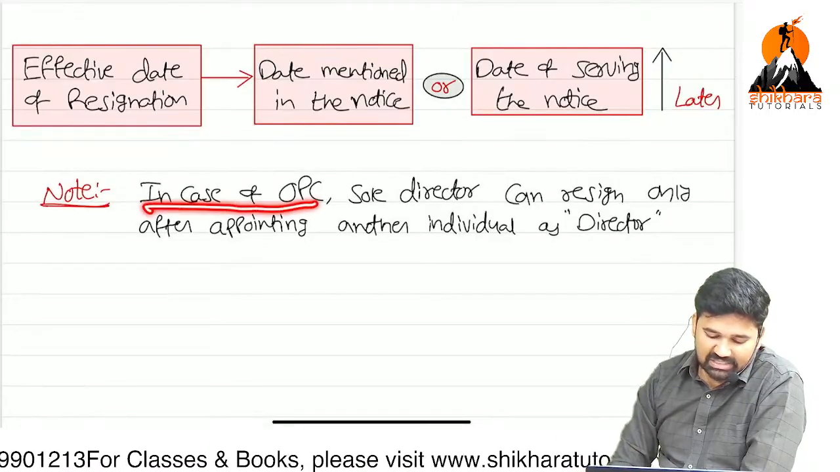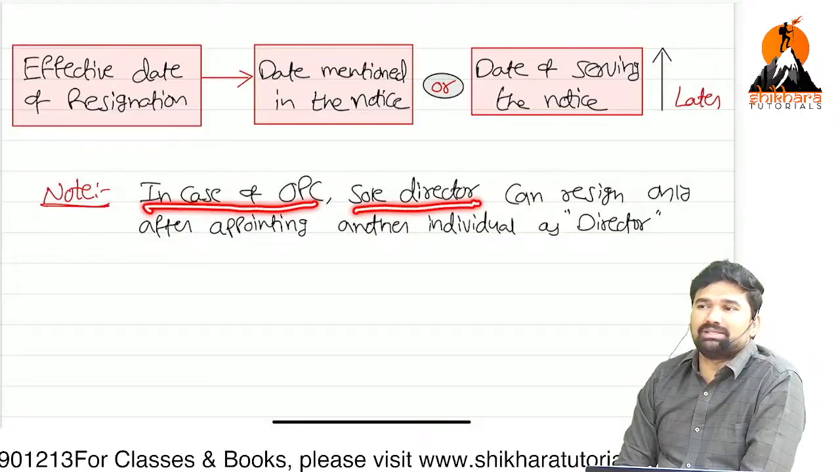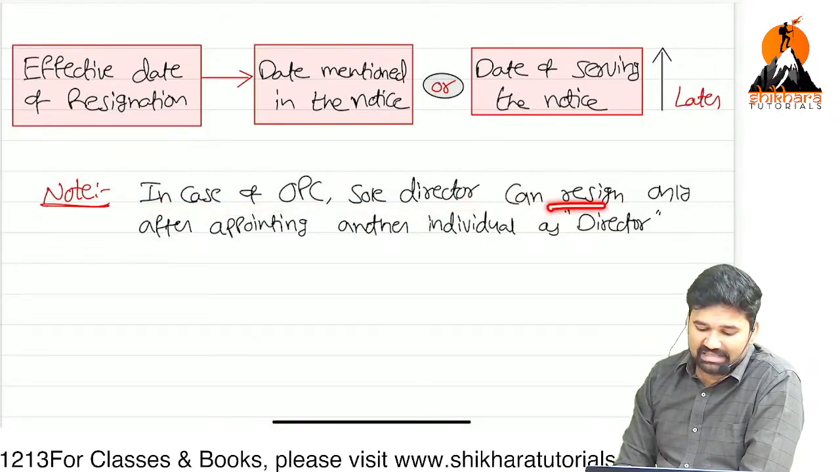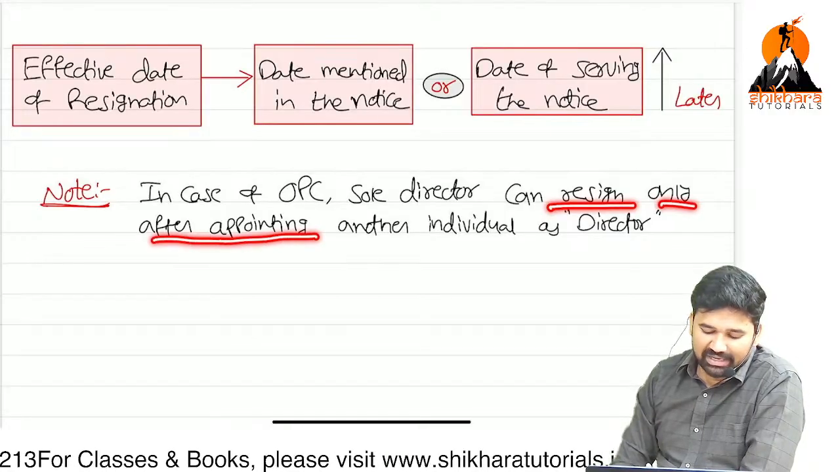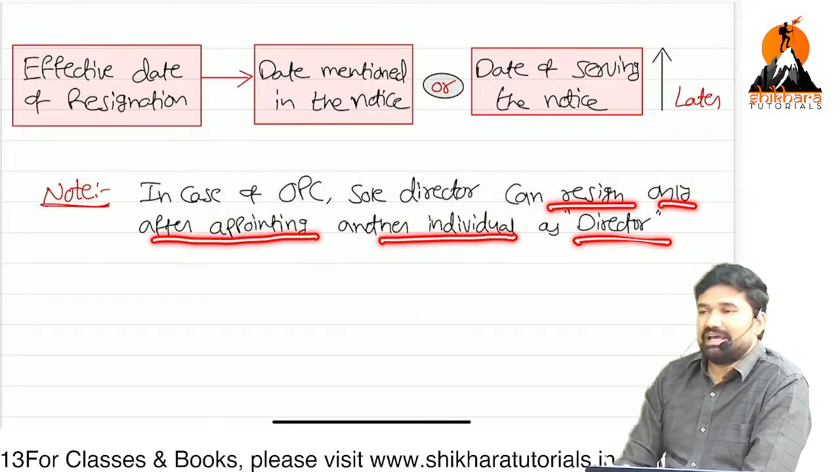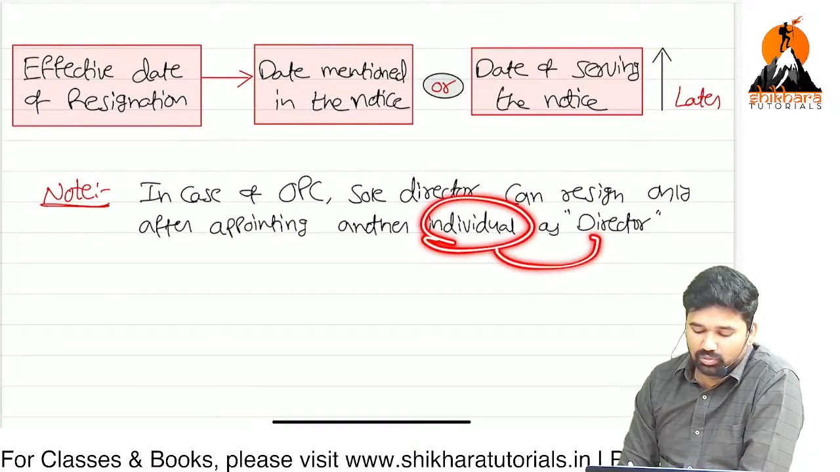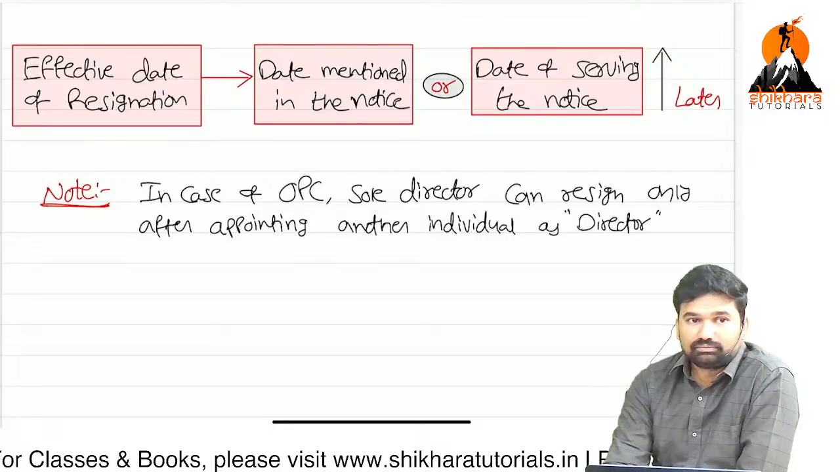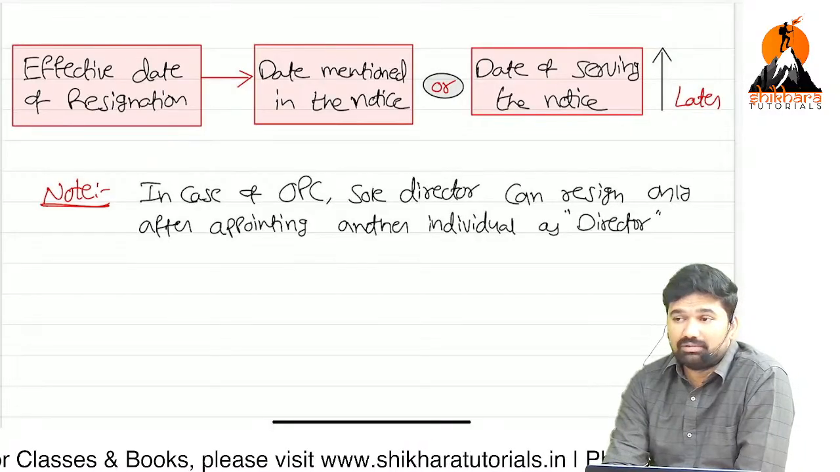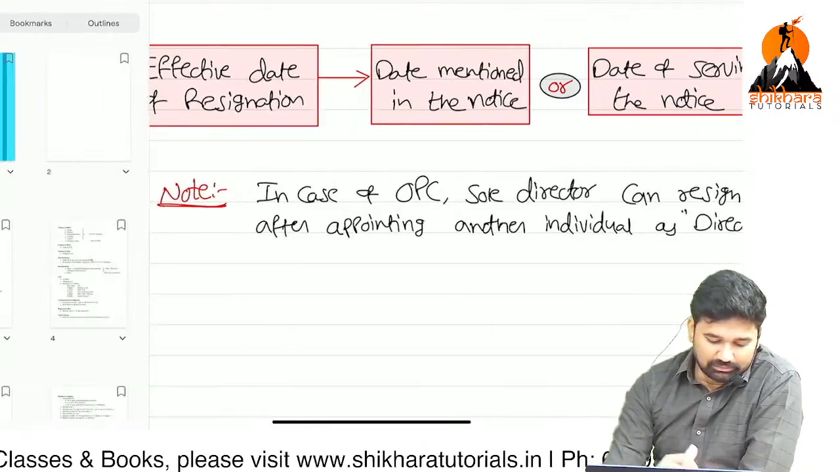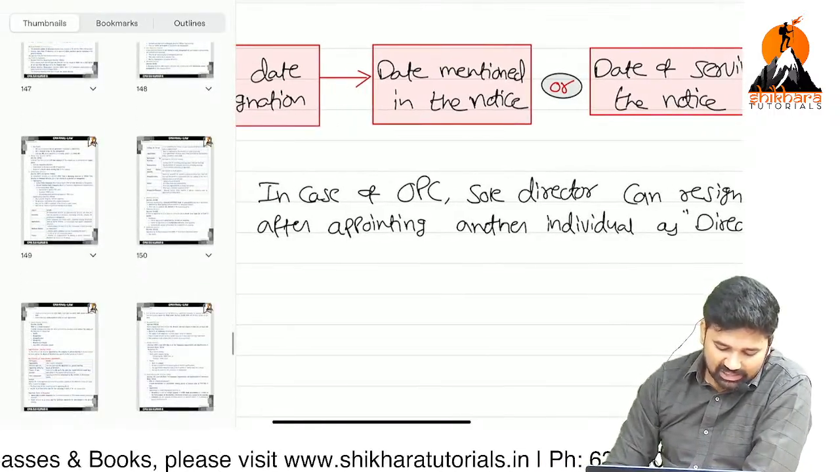In case of OPC, sole director. Sole means multiple or single? If there is a single director, the sole director can resign only after appointing another individual as a director. Of course, you all might know only individuals are allowed to act as directors, right? Body corporates allowed? Only individuals are allowed. Okay. This is all about resignation or removal.